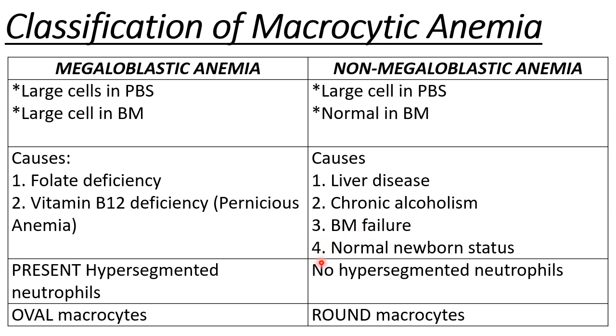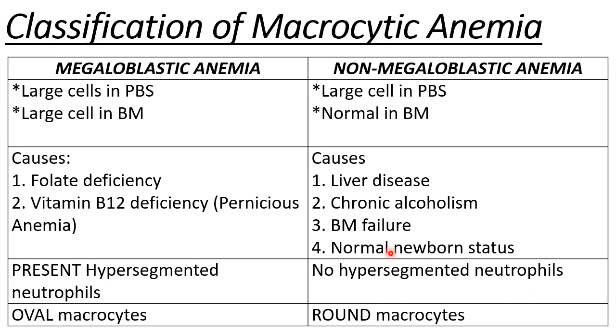Sa number 4 naman, normal newborn status. Bakit may mga large cells sa peripheral blood smear? Tandaan natin, kasi nga yung ating membrane and the hemoglobin content is much more different as compared to adult. Di ba? Meron tayong mga fetal hemoglobins pa persistent in the newborns, and this will make or produce macrocytic RBCs.